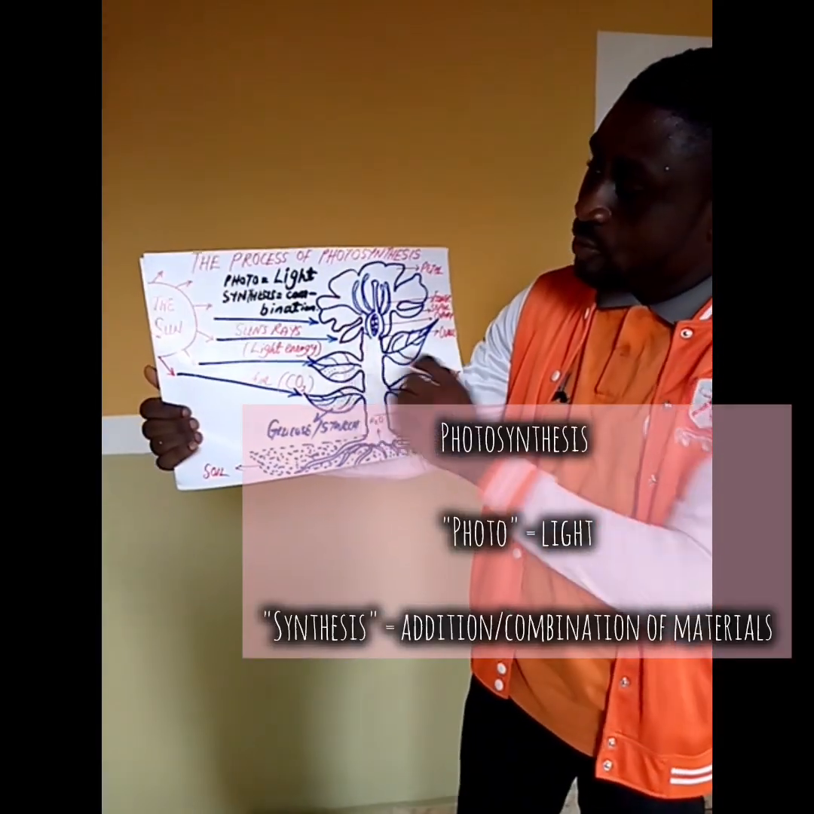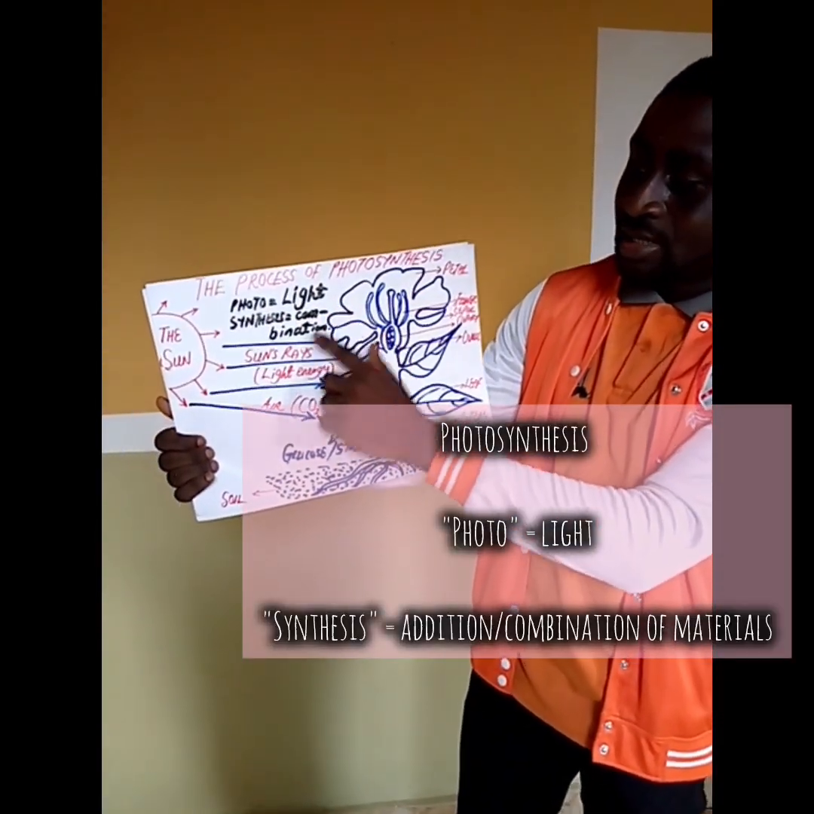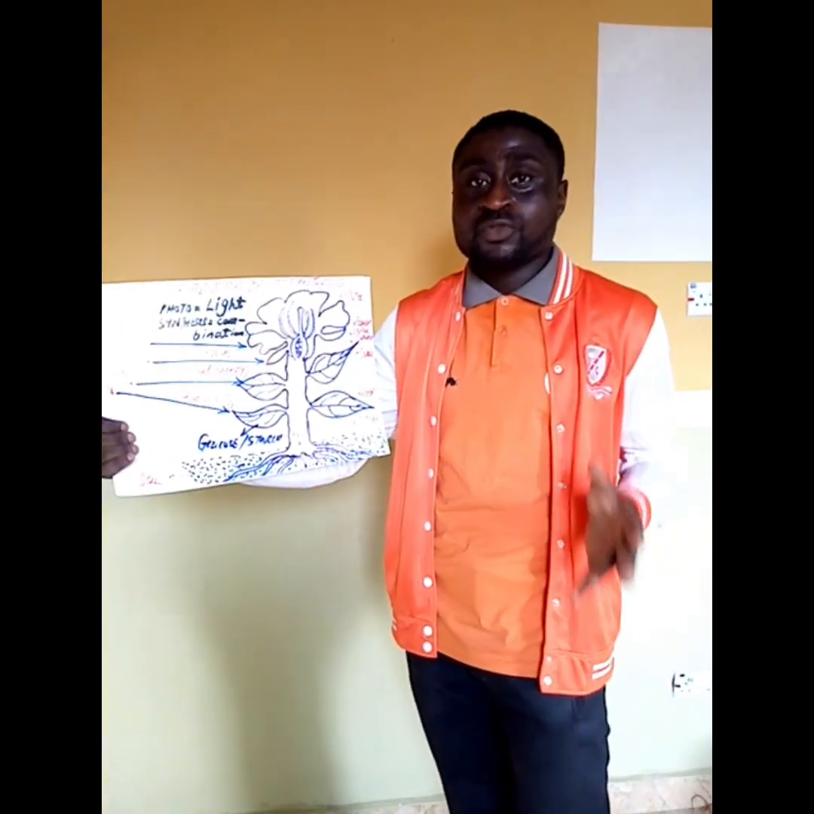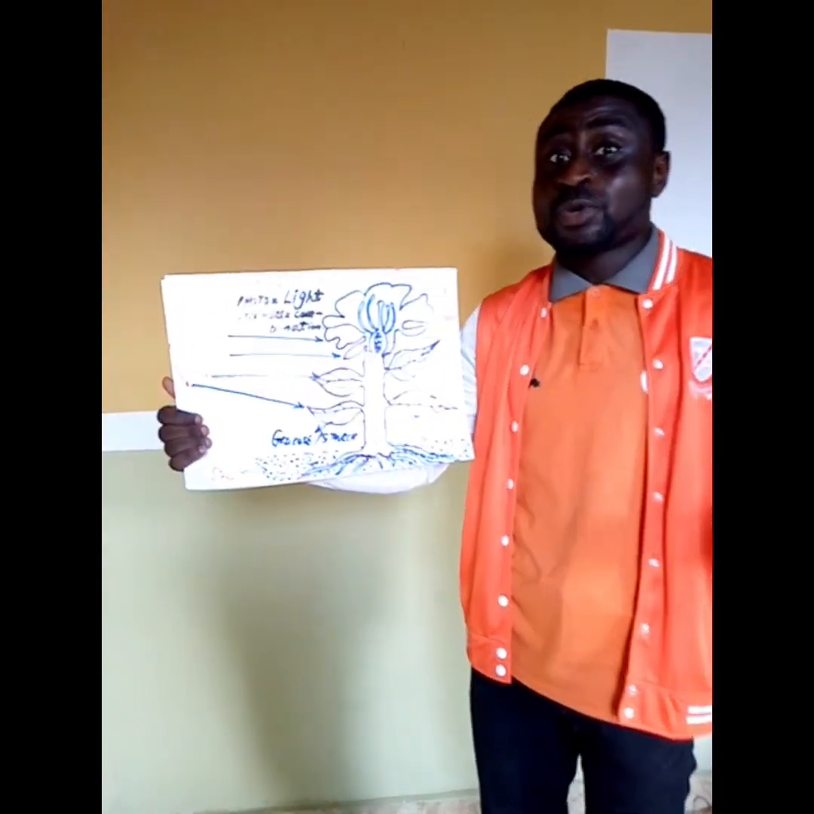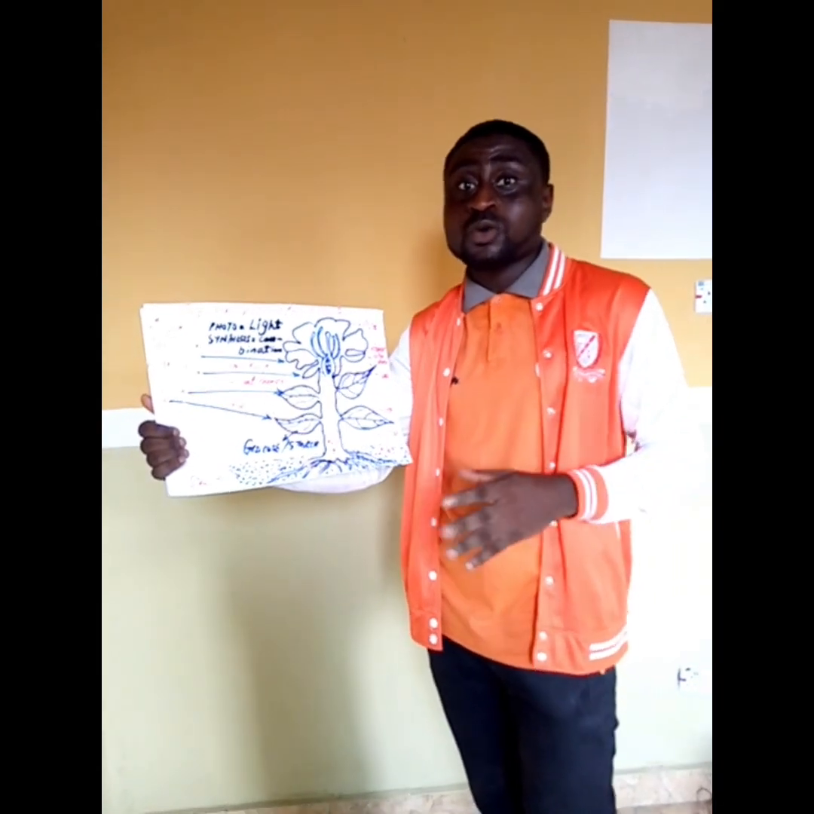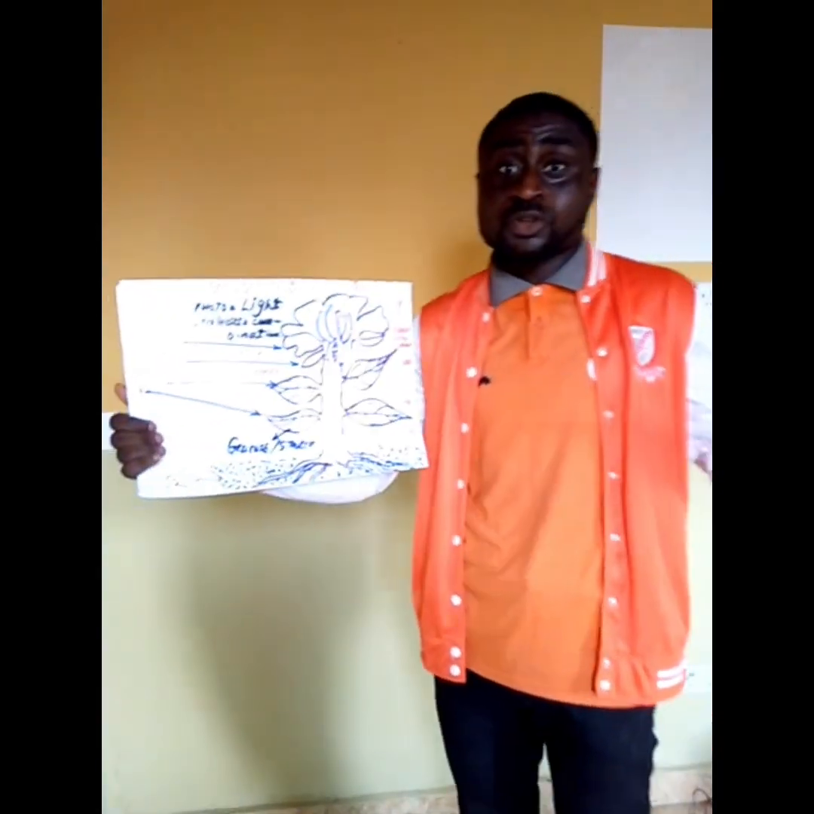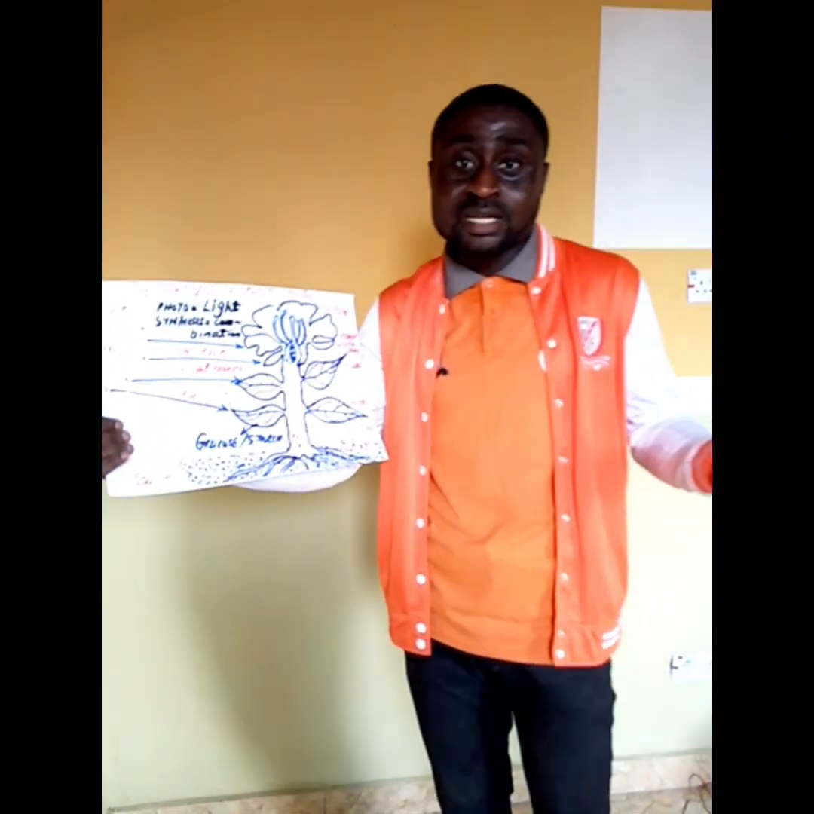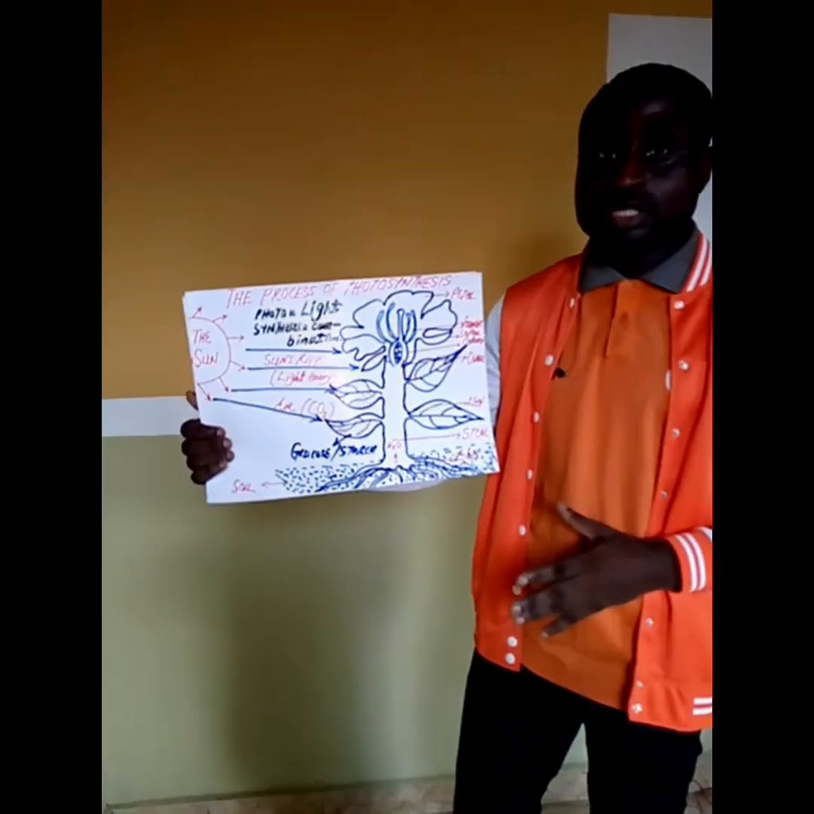Here on this chart, photo simply means light. Synthesis means combination. So to define photosynthesis, photosynthesis is simply a process through which green plants manufacture their own food in the presence of sunlight by using inorganic substances such as carbon dioxide and water, as earlier discussed.